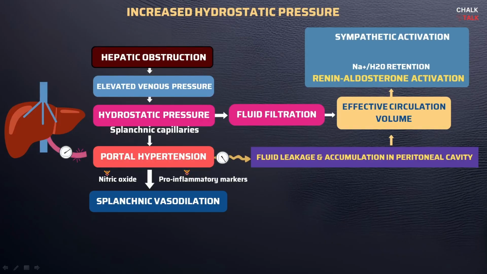So whether the resistance we just talked about begins in the heart or in the liver as in hepatic obstruction, the end result is still the same: elevated venous pressure. And elevated venous pressure means elevated hydrostatic pressure within the splanchnic capillaries. Okay? Think of it as water pipes under too much pressure. The fluid has to go somewhere, and in this case, it leaks into the peritoneal cavity as ascites.